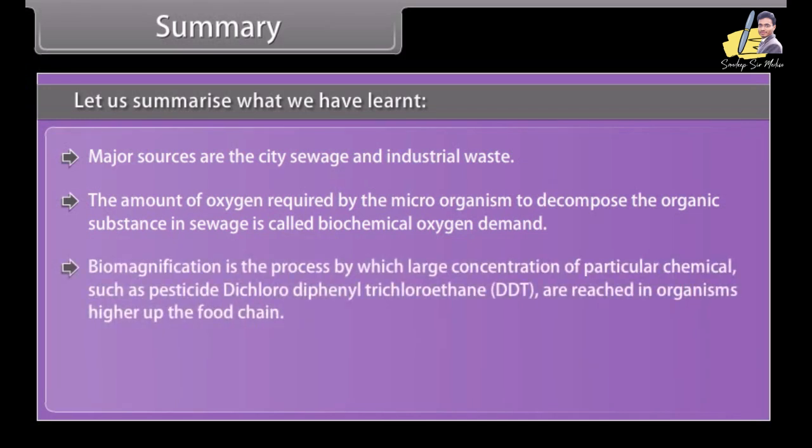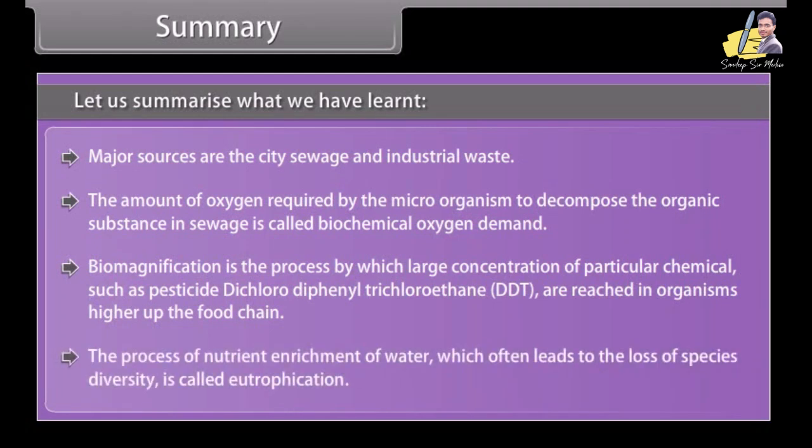Biomagnification is the process by which large concentration of particular chemical such as pesticide dichloro-diphenyl trichloroethane, DDT, are reached in organisms higher up the food chain. The process of nutrient enrichment of water, which often leads to the loss of species diversity, is called eutrophication.